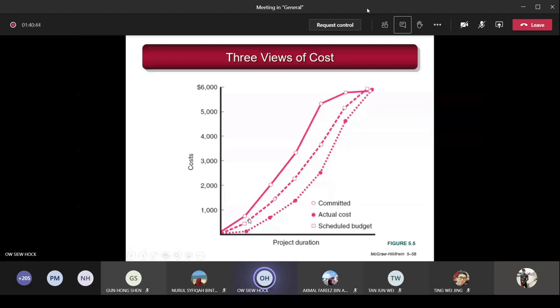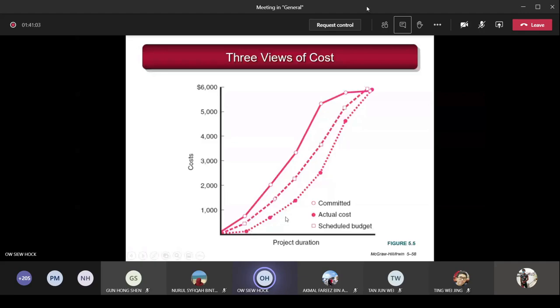Okay, so next you have the committed fees. Maybe on top of the tuition fees you have to pay examination fees. Those are the fees that you are required to pay. You have no choice but to pay, right? So this will be higher. The committed cost will be higher than the other two lines.